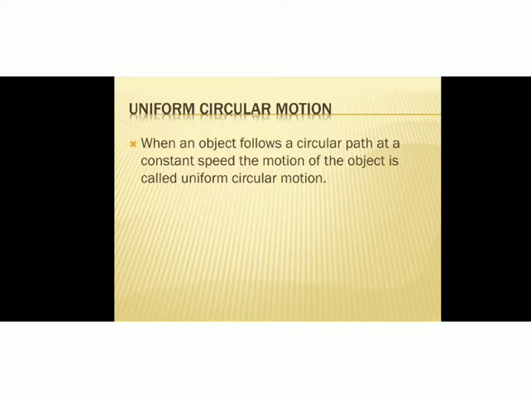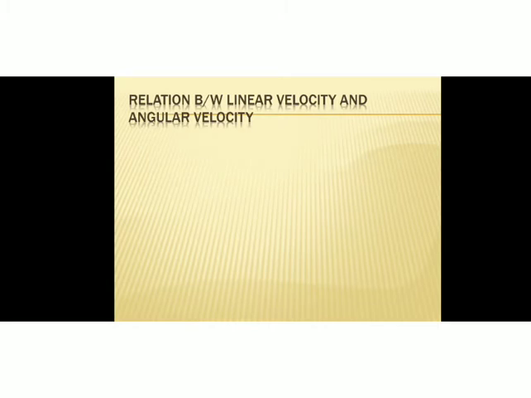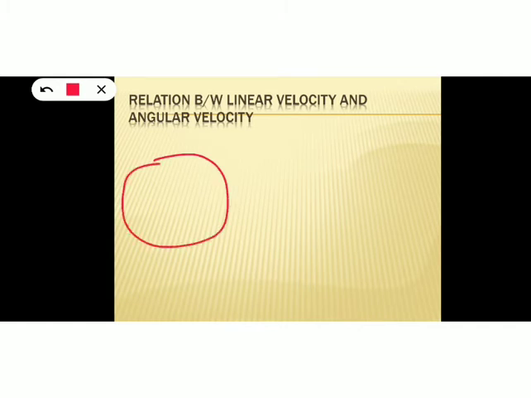But before moving on to the topic of acceleration in uniform circular motion, we need to know some of the fundamental concepts related to circular motion. So what do you mean by angular displacement? Consider a circular path like this. Suppose initially the object is at the point A. Let this be the center of the circle. And after some time the object has reached the point B, and it moves in an anti-clockwise direction along the circular path.